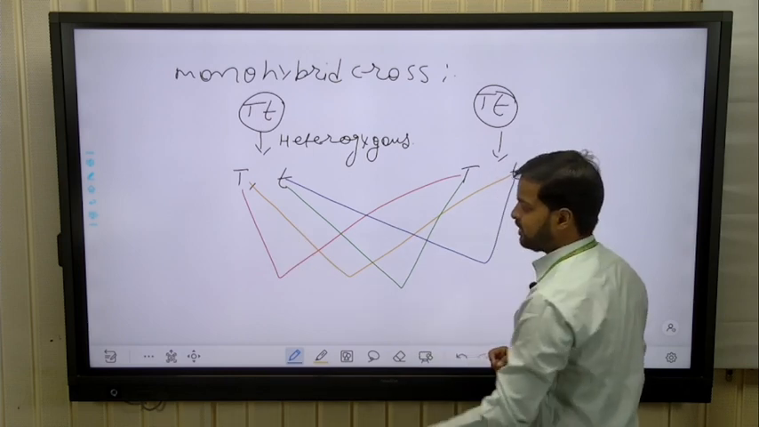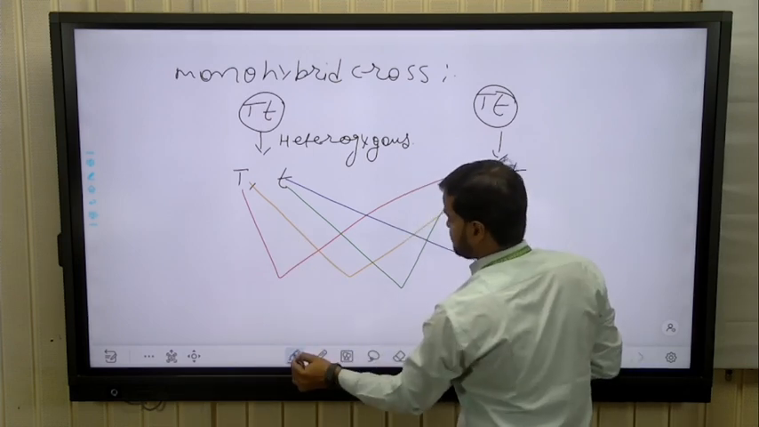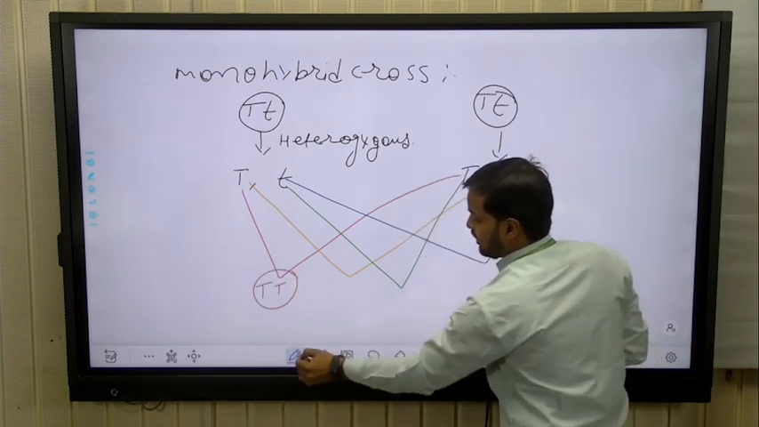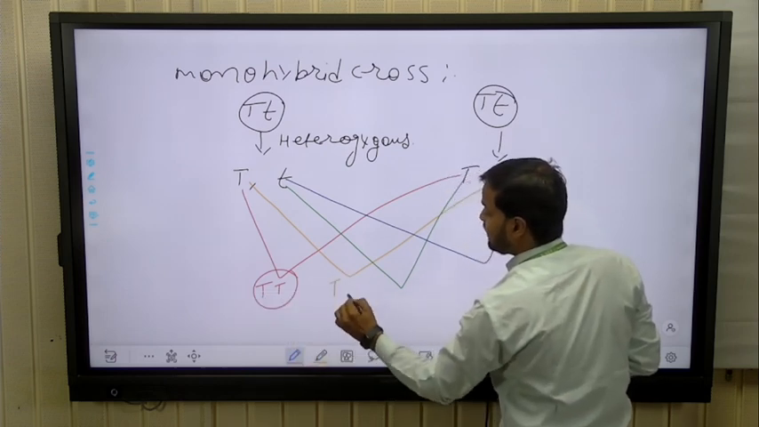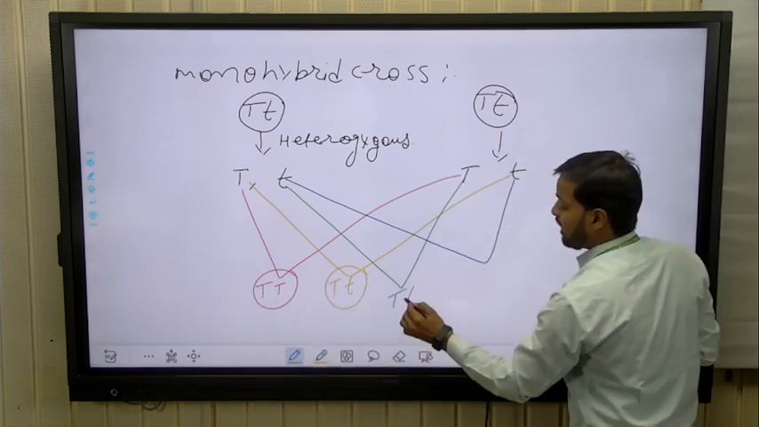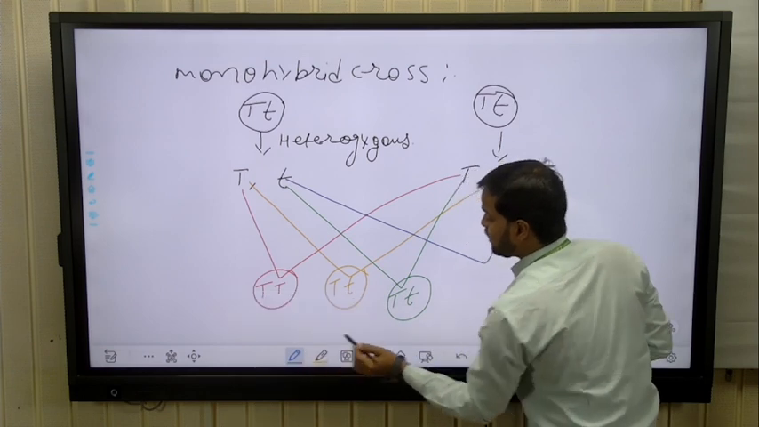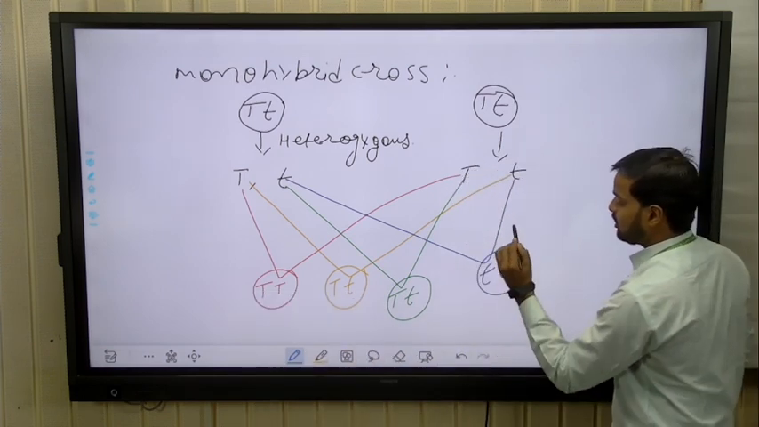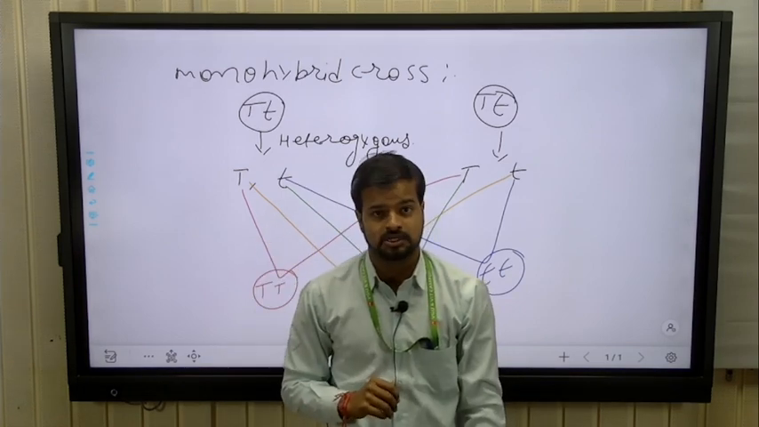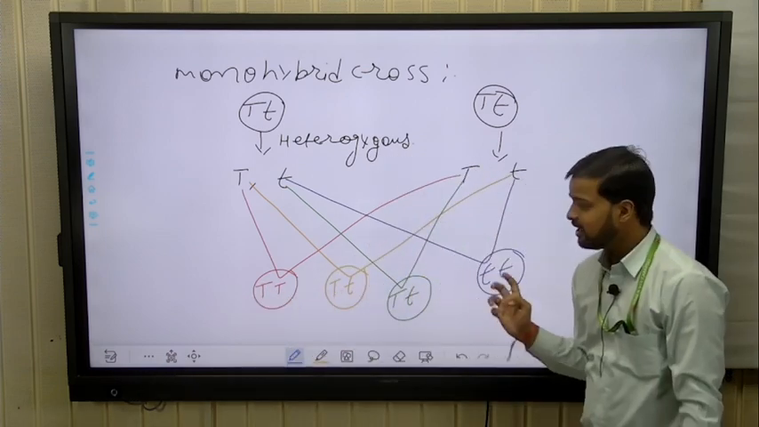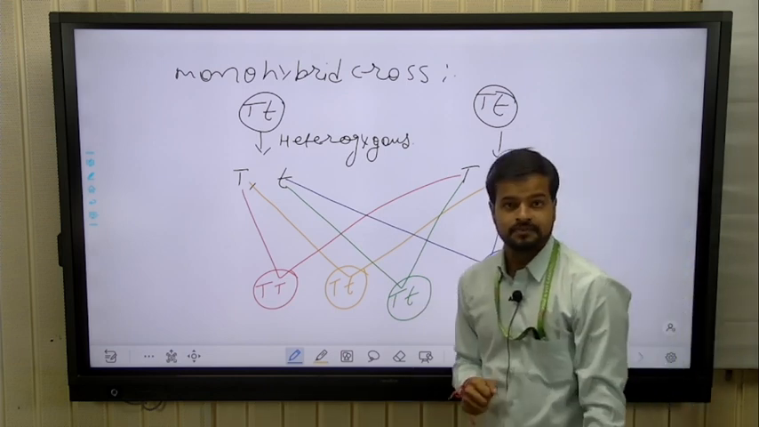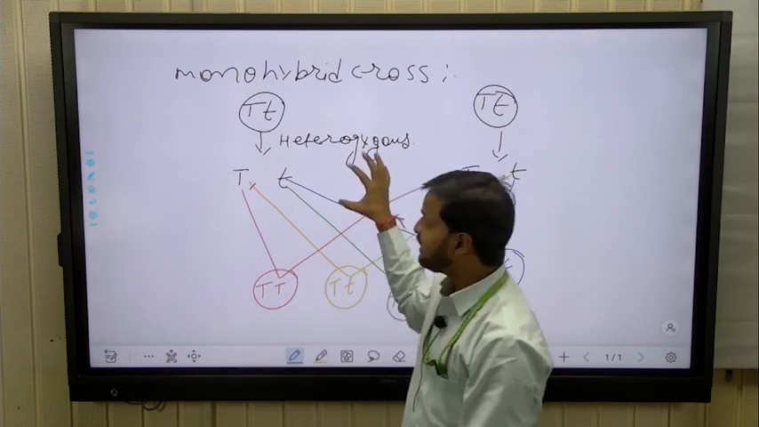What is the genotypic composition here? The first genotypic composition is what? Capital T, capital T. The second genotypic composition is what? Capital T, small t. Another genotypic composition is what? Capital T, small t. And another genotypic composition is what? Small t, small t. That means in the monohybrid cross, we obtain 4 progeny in the F2 generation. And what is the genotypic composition of the 4 progeny? Capital T capital T, capital T small t, capital T small t, and small t small t. Is it clear? That is the complete monohybrid cross.